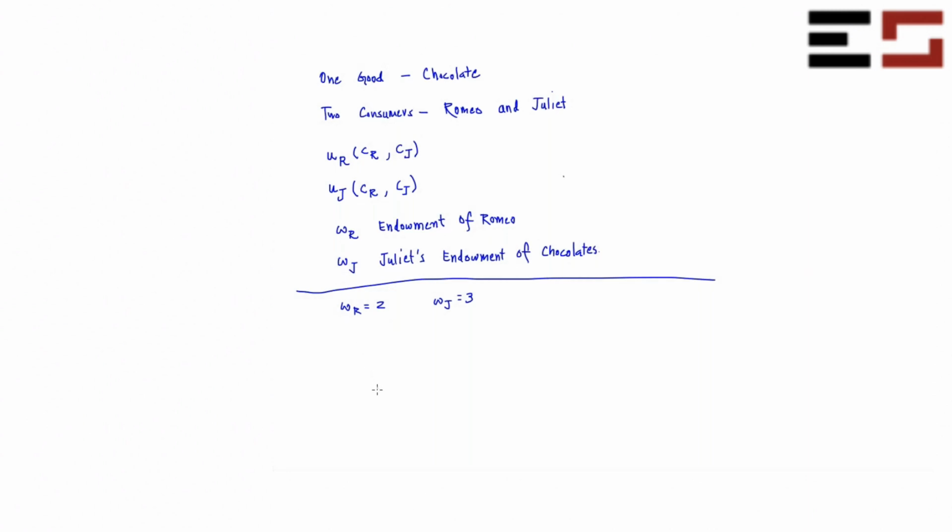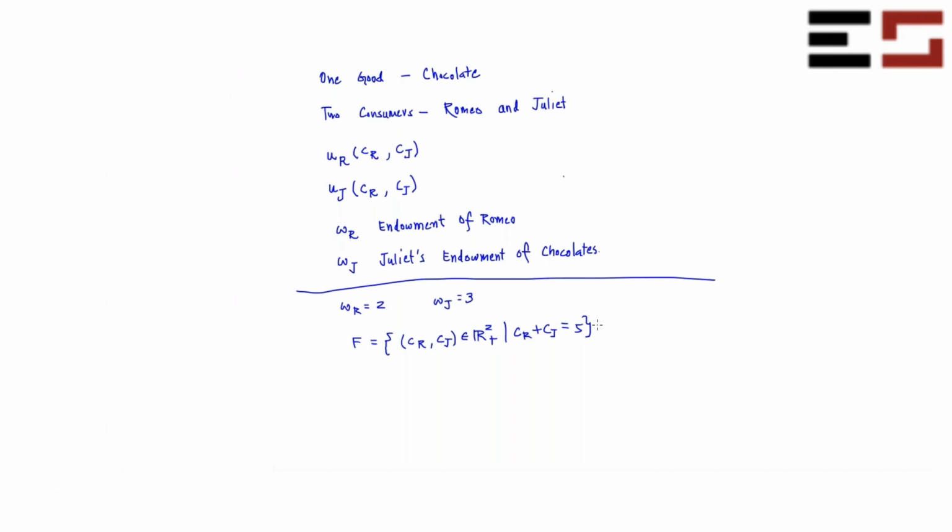Now I want to represent this set of all feasible allocations using some picture. First of all, let me write what the set of all feasible allocations is in this case. The set of all feasible allocations is (CR, CJ) in R2 plus such that CR plus CJ must be equal to omega R plus omega J, which is 5, right?